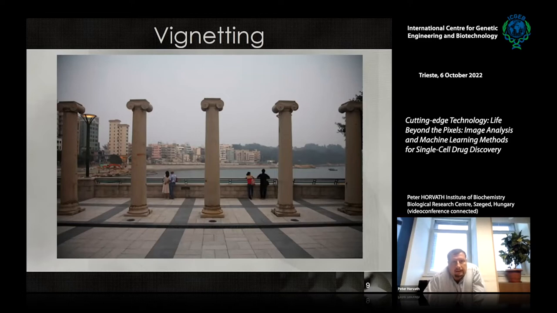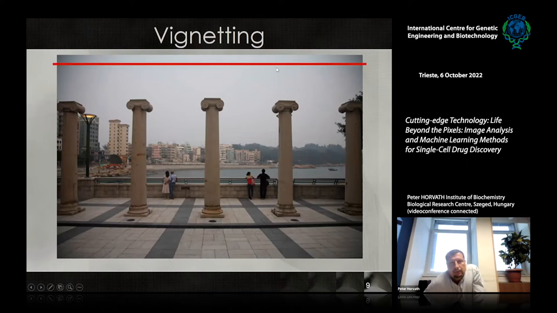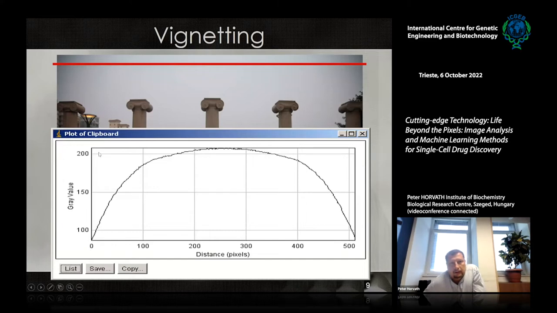If you see a picture like this, you see columns and the beautiful sky. Probably your eye does not recognize that the corner of the image and the middle of the image are so different. If we make a quantitative measurement, it turns out that the corners are three times darker than the middle, and this represents the same sky. But because of the optical illumination, it feels different. Our human eye is very much tuned to such things. If you take a picture with your camera or mobile phone, this often happens, and we can compensate for that.